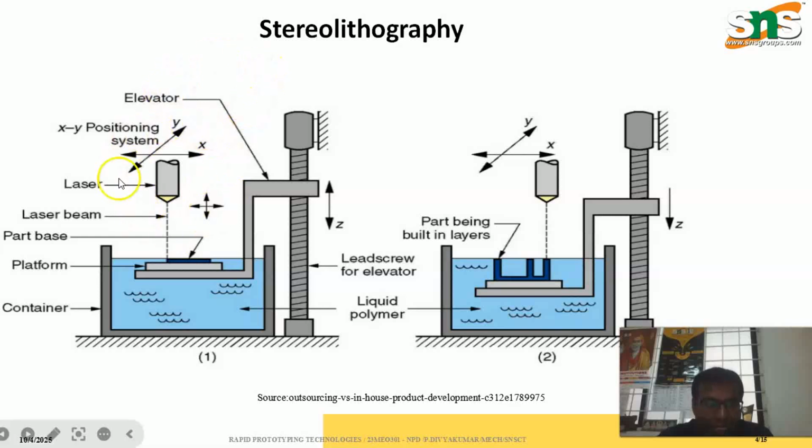The third most important part is the laser beam or UV laser. It is a high intensity ultraviolet laser beam, commonly a helium cadmium laser with a wavelength of 325 nanometers. It provides the energy to solidify the resin present in the container. It makes the shape of the solid part based upon the design incorporated by using the CAD model.